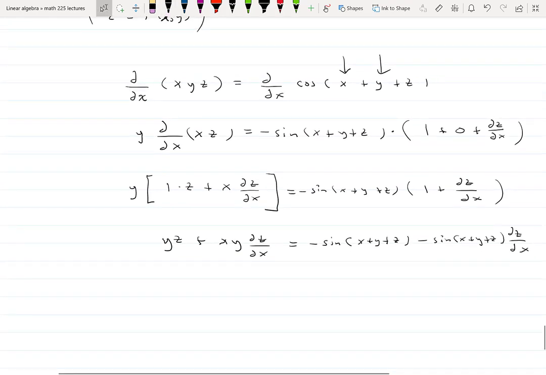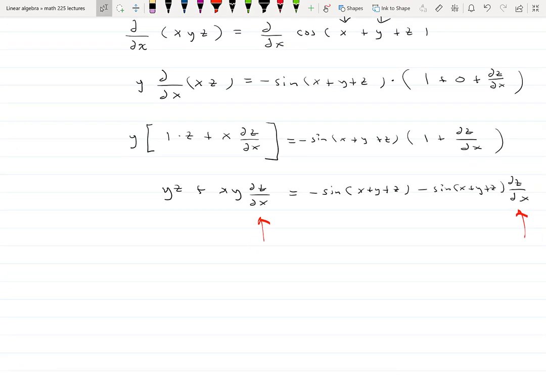Okay, and keep your eye on the prize. The prize is partial z partial x. So I'm going to get partial z partial x on one side, and everything that has to do with it on one side. So I have xy partial z partial x already on the left, and I'm going to add the sine of x plus y plus z times partial z partial x.